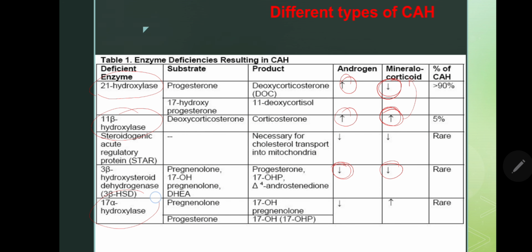As I said, in 17 alpha hydroxylase deficiency there is a decreased androgen hormone and increased mineralocorticoid hormone. Why are these hormones increased? Because the treatment and also the enzymes are very important. Why is it important to know these hormones? Because the treatment is based on hormonal therapy.